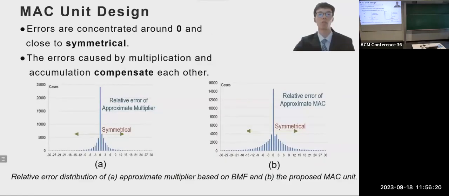The relative error distributions of the approximate multiplier and the MAC unit are shown in the figure, which indicates that the error is concentrated around 0 and close to symmetrical, so that the accuracy loss caused by approximate circuits can be compensated.